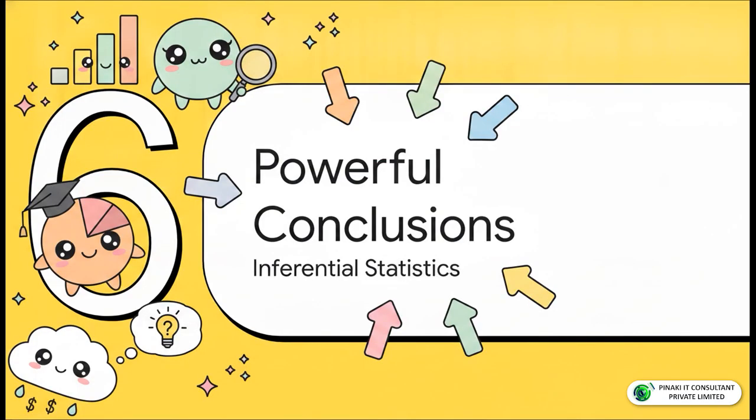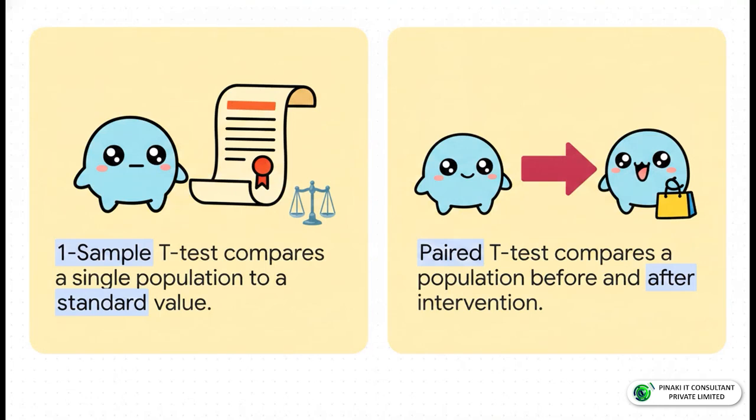Finally, we reach the climax for our business audience, Section 6, Drawing Powerful Conclusions. This brings us right back to the incredible power of inferential statistics. When you want to definitively prove a hypothesis, you run tests. A one-sample t-test is fantastic for comparing your single population to a standard, say, countrywide value.